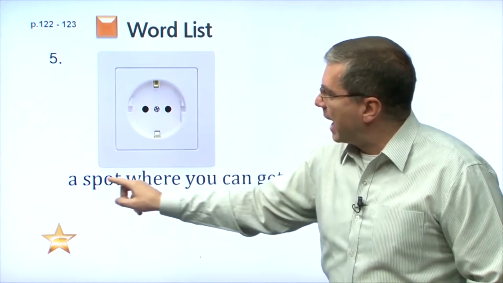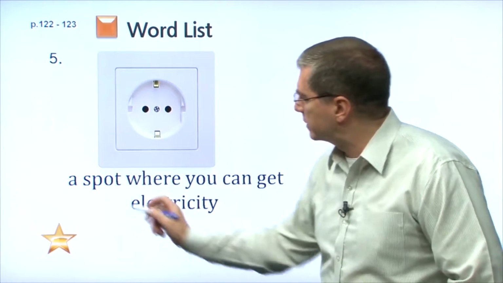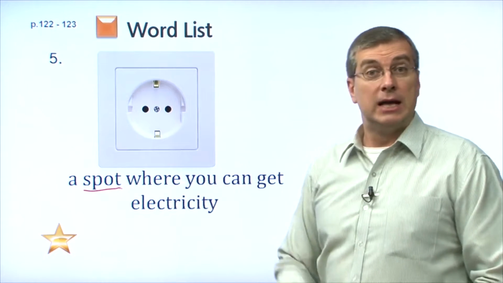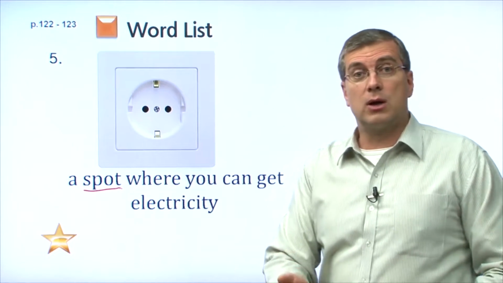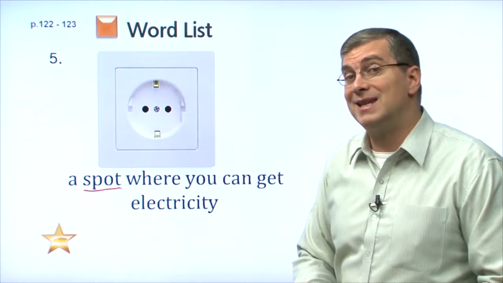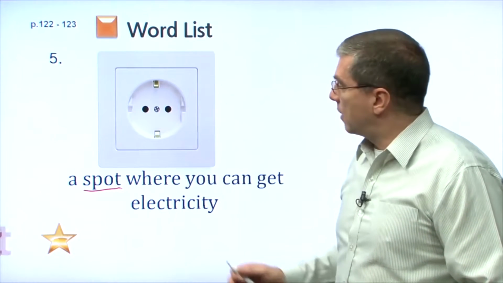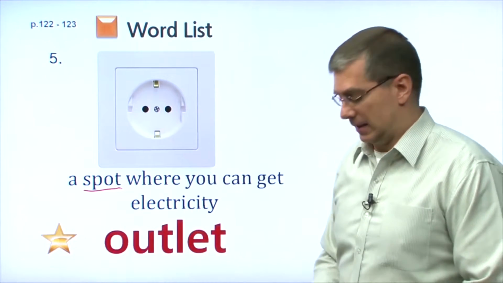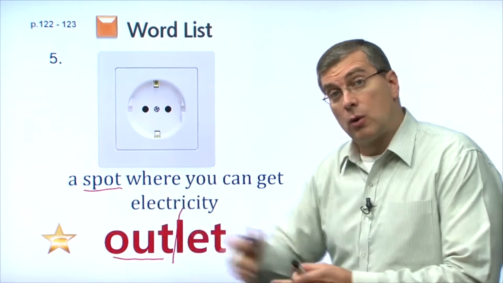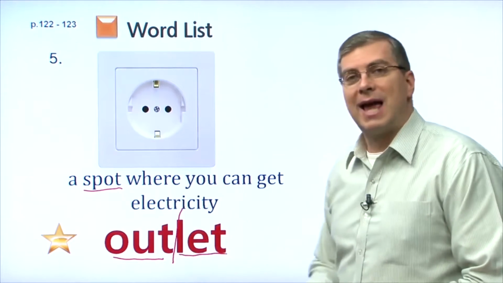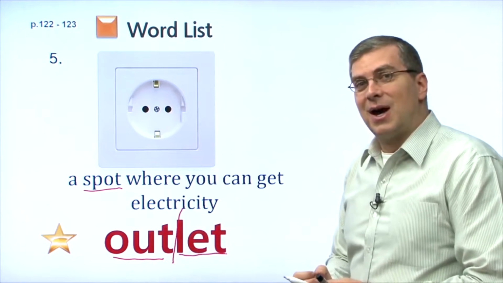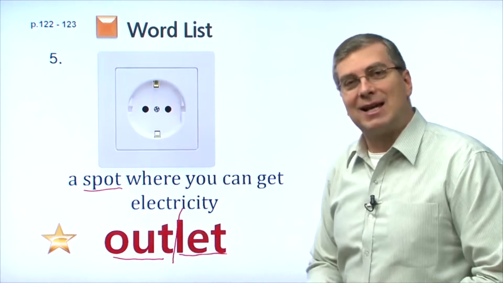We can describe it as a spot, a place, right? A spot where you can get electricity. So you want electricity for your computer, for your smartphone. Where can you get it if your battery is dead? You can get it from here. This is an outlet. Look, this is like two words. Out, going out, and let, outlet. Think of it this way. It lets the electricity out of this place. So you can get it and you can use it.